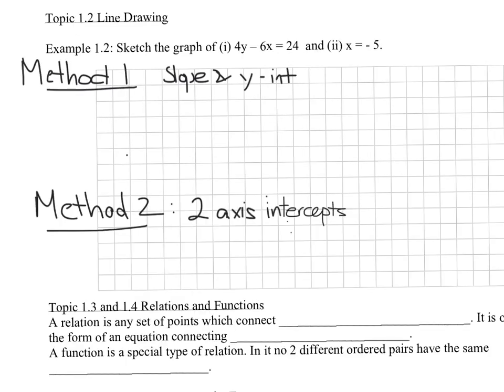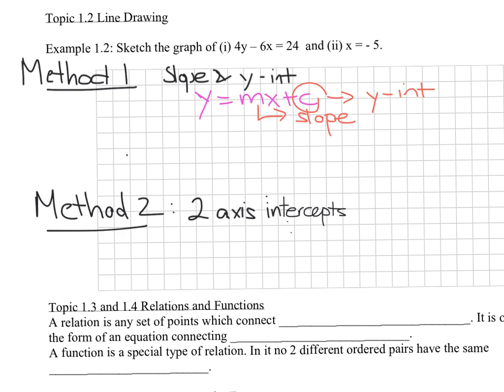So you'll remember how we've talked about the slope-intercept form of an equation. That's something of the form y equals mx plus c, and when we have an equation in that form, c is the y-intercept and m is the slope. So if we want to graph a line using the slope-intercept form of an equation, we have to get the equation in slope-intercept form. And obviously 4y take away 6x equals 24 isn't, so let's rearrange that equation.